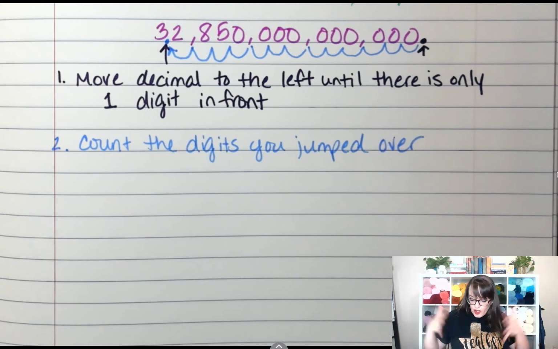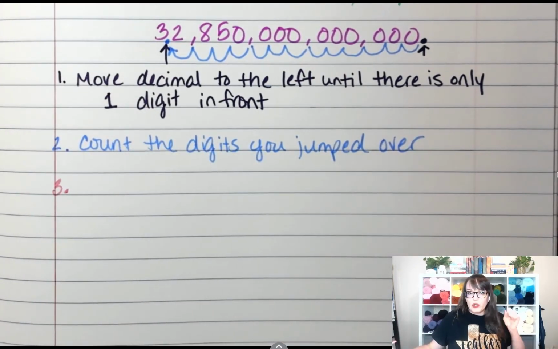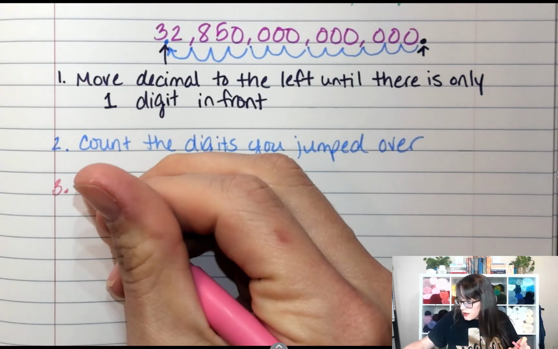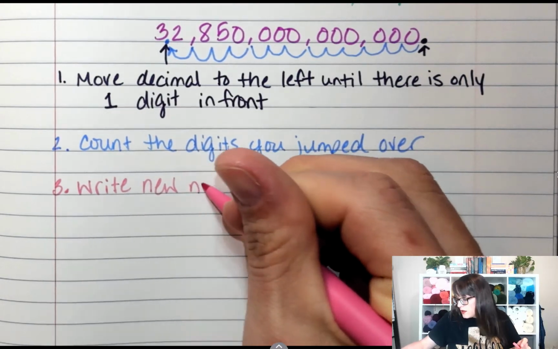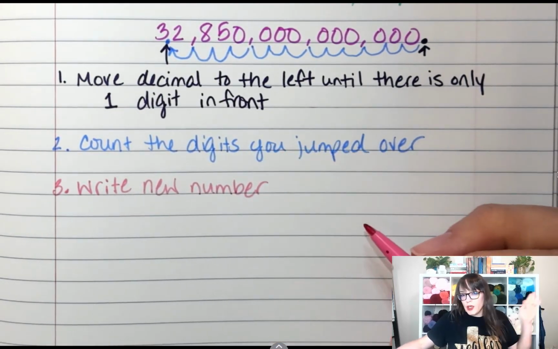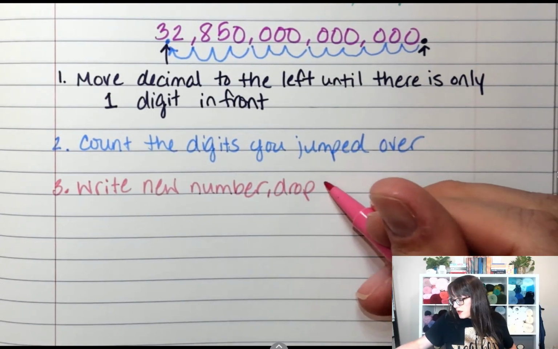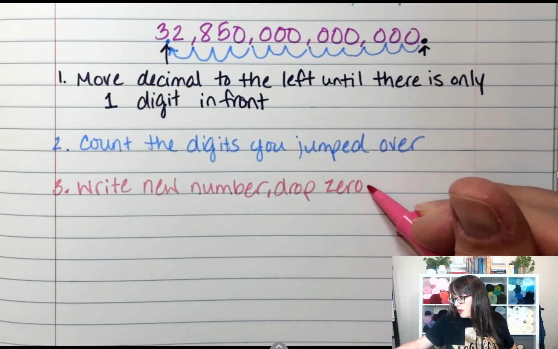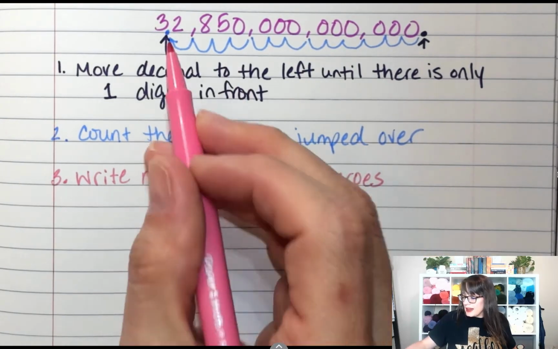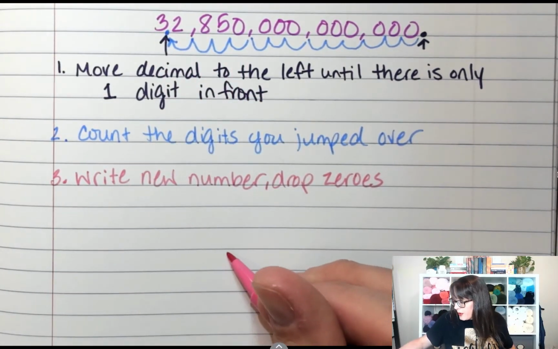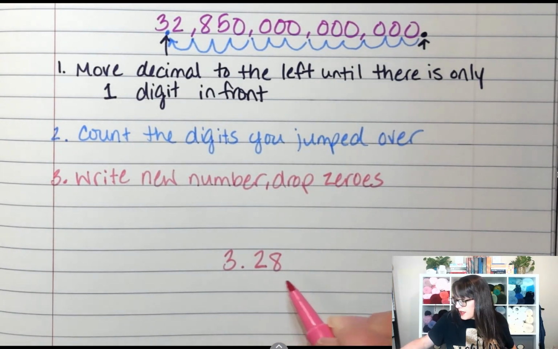So step 3 is to put those two steps together. Step 3 is to write your new number, and you're going to drop all the extra zeros. This becomes your base. So I'm going to have 3.285.